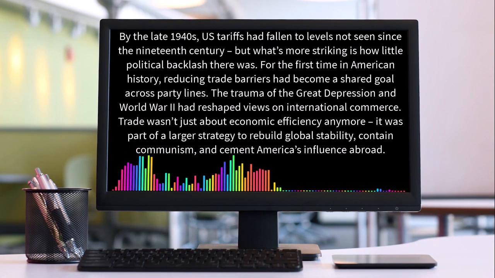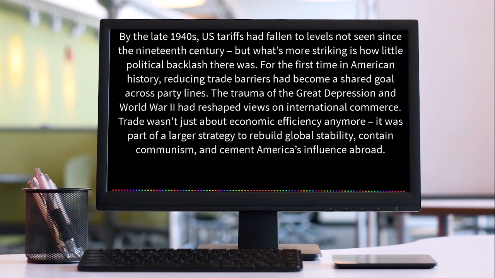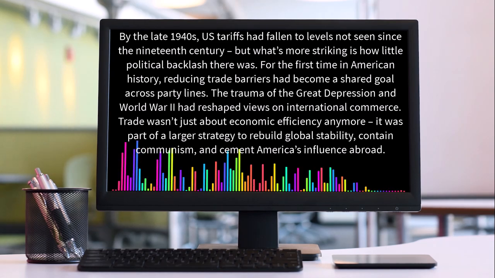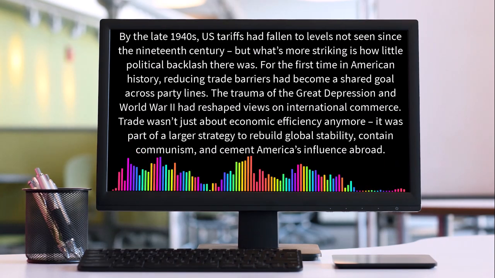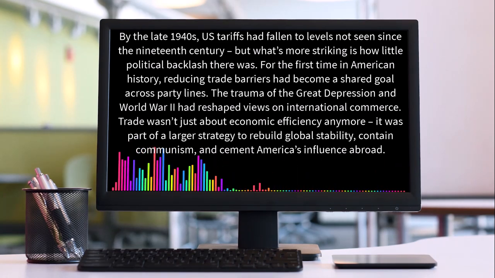Bipartisan support sustained trade liberalization in the Cold War era. By the late 1940s, U.S. tariffs had fallen to levels not seen since the 19th century. But what's more striking is how little political backlash there was. For the first time in American history, reducing trade barriers had become a shared goal across party lines.